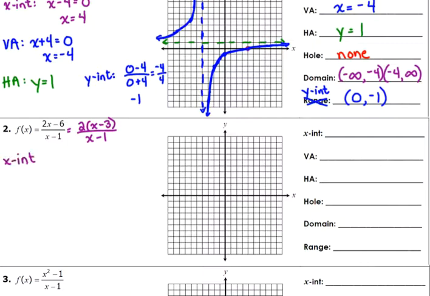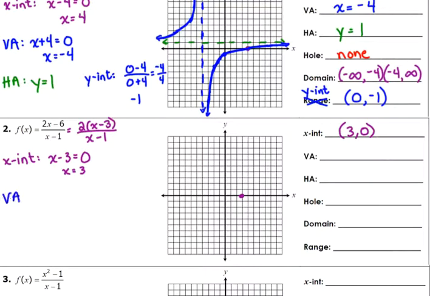Let's go to our x-intercept. Set the numerator equal to 0. You can set the original part equal to 0, or you can set the factored part equal to 0. It doesn't matter. You're still going to get the same thing. I'm just going to go with the factored part. 2 can't equal 0, so I only need to worry about x minus 3 equaling 0. So x equals 3 is my x-intercept. So (3, 0) is our x-intercept. Go ahead and plot that on your graph.